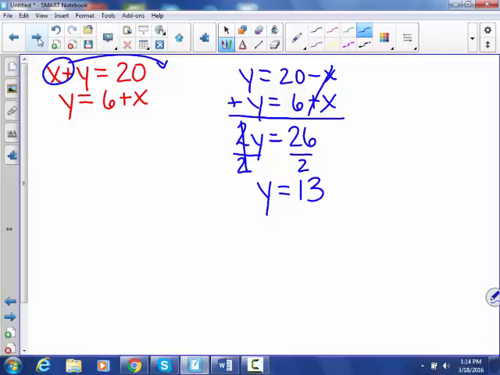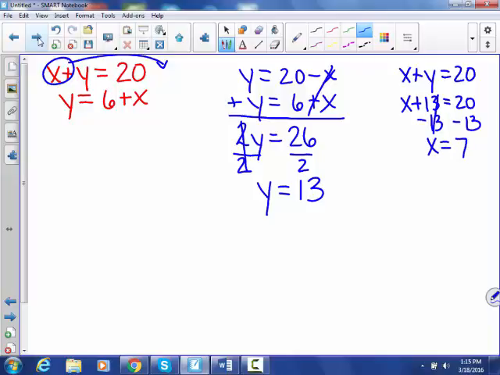Okay? Okay, what would x be? You plug in 6 plus first and second. Yep. So x would be 7.